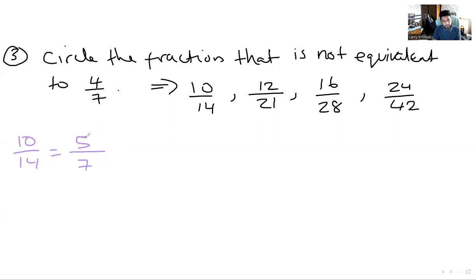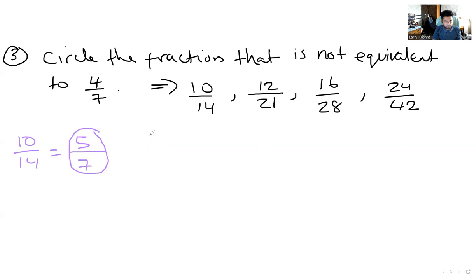5/7. And this can't be simplified any further because 7 is a prime number. Okay, so this is one of them. We're going to circle that. I know it says circle this, but we're going to change color in the end and we'll highlight the answer more clearly as well. So that's that one.